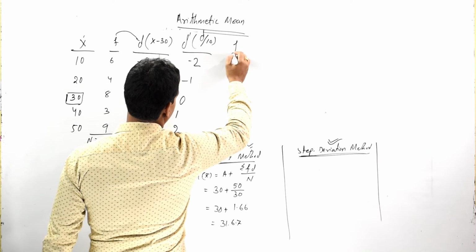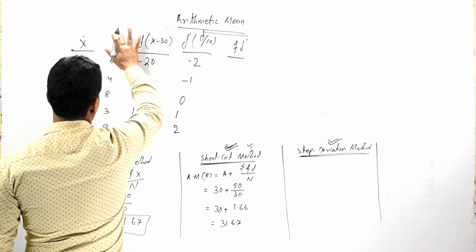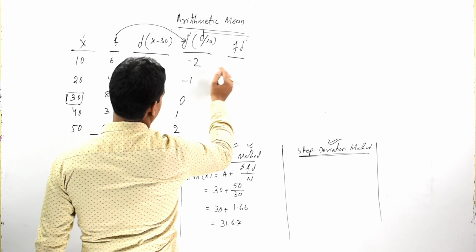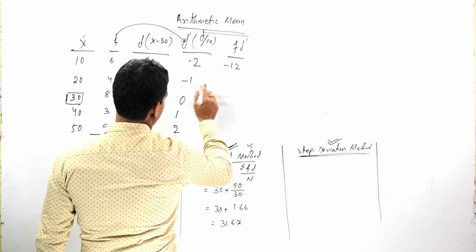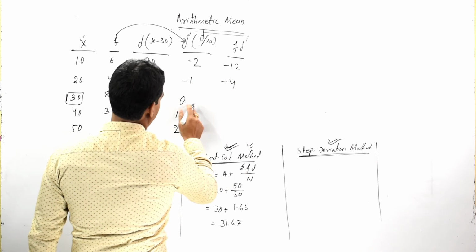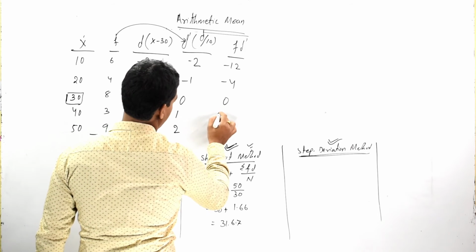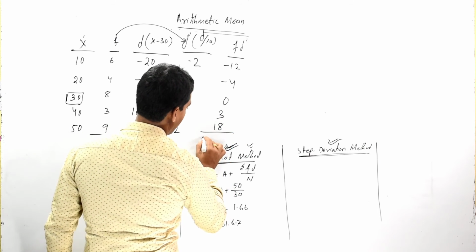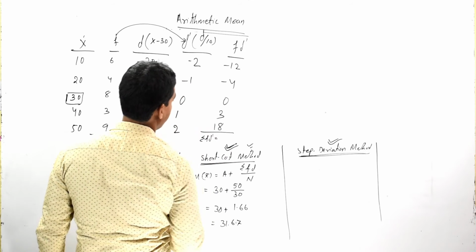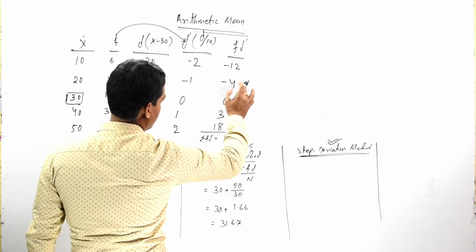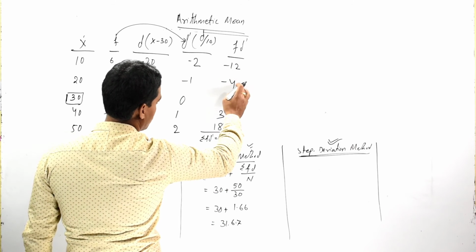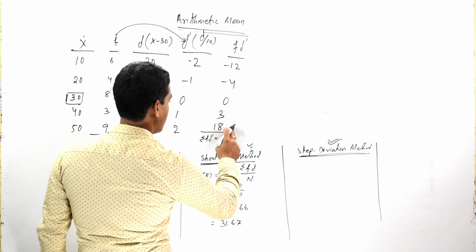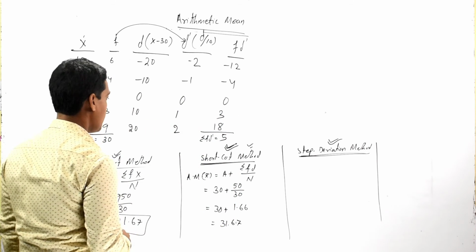Now find out f d dash by multiplying the frequency with d dash, that is 6 into minus 2 is minus 12, 4 into minus 1 is minus 4, 8 into 0 is 0, 3 into 1 is 3, 9 into 2 is 18. Now find out the summation of f d dash. Similarly, plus and minus should be cancelled here: minus 12 minus 4 is minus 16, plus 18 minus 16 is 2, plus 3 is 5.